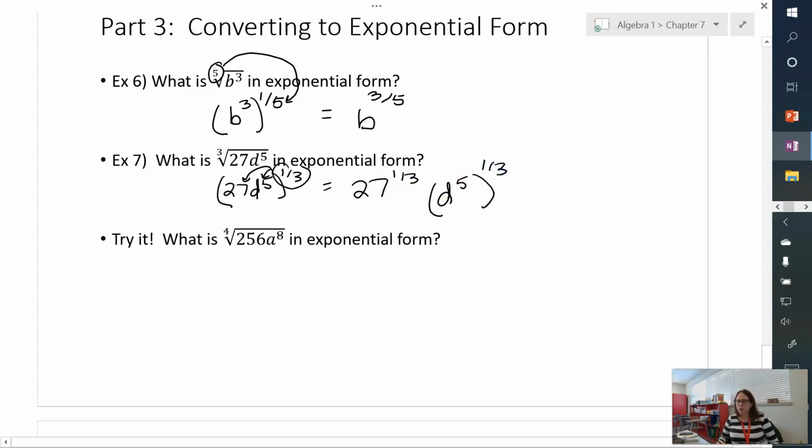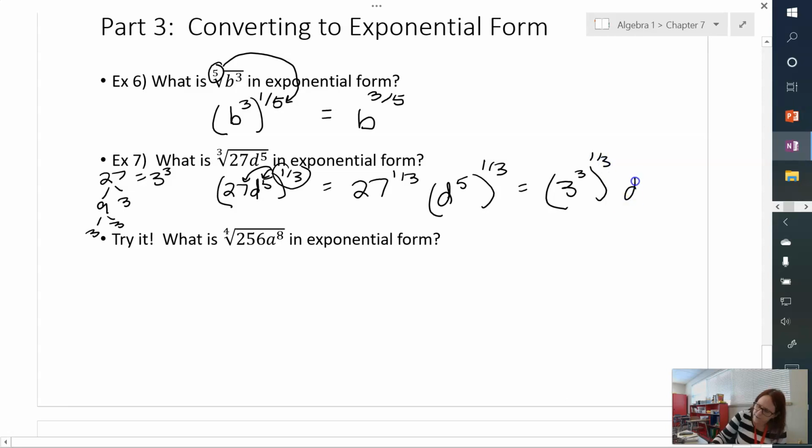Check it out. 27, we can simplify. See what happens. 27 is 9 times 3, and 9 is 3 times 3. So 27 is 3 to the 3. So now I have 3 to the 3 to the 1/3 times d to the 5th to the 1/3. Multiplying exponents, 3 to the 3 to the 1/3, that just gives me 3. And then d to the 5th to the 1/3 is d to the 5/3.